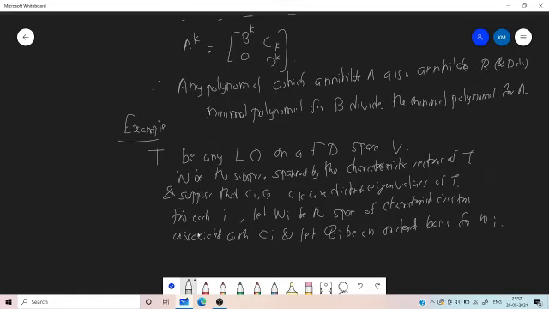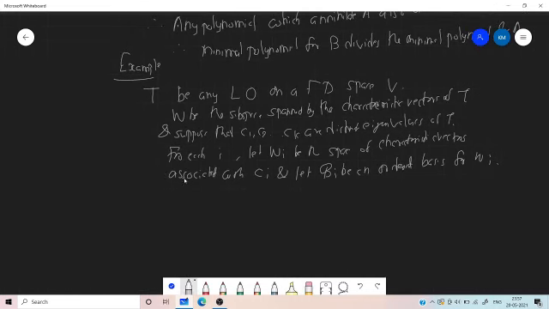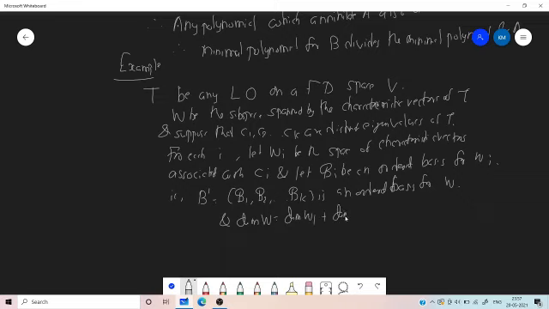We have already done this theorem. That is, beta dash equal to beta 1, beta 2, etc. beta k is an ordered basis for W, and dimension of W equal to dimension of W1 plus dimension of W2 plus etc. plus dimension of Wk.